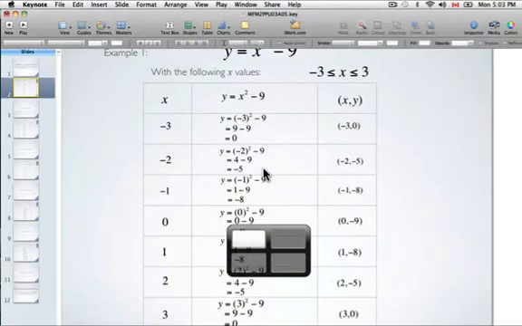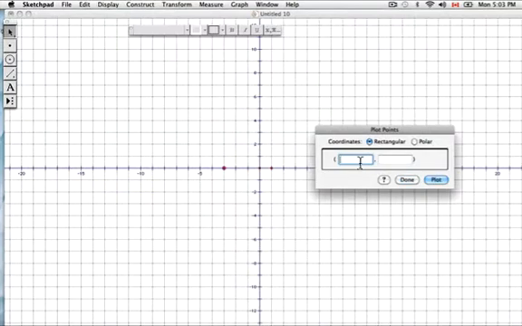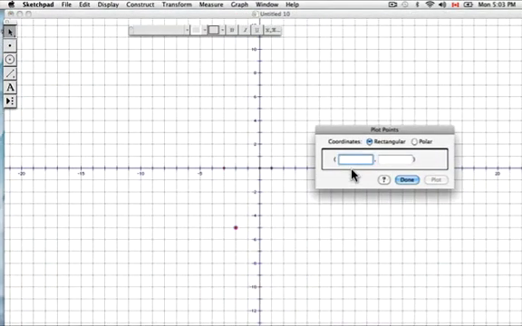Our next point we'll plot, -2, -5. And we'll plot it. And there's our second point. Let's continue on. Our next point is -1, -8. There it is. It's at -1 and -8. X is equal to -1, y equals -8.